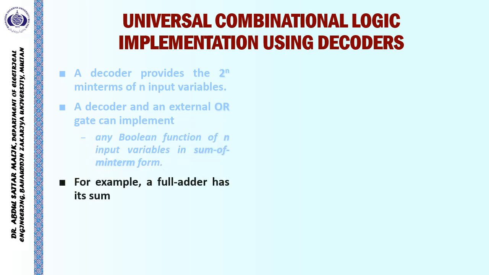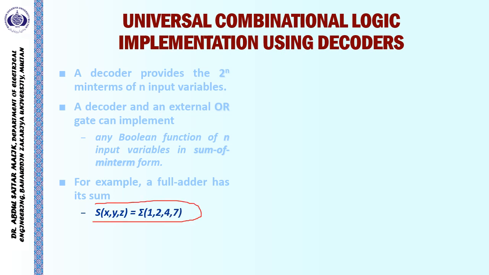For example, let's think about a full adder circuit. In case of a full adder, we know that it's a 3 variable circuit having 2 outputs, sum and carry. The sum output variable is equal to the sum of minterms of 1, 2, 4 and 7, and the carry output is actually the sum of 3, 5, 6 and 7 minterms.